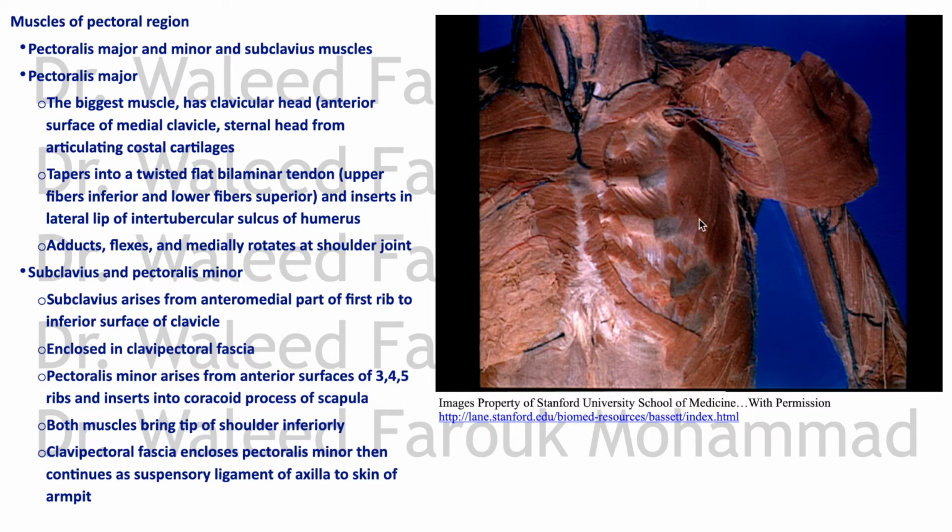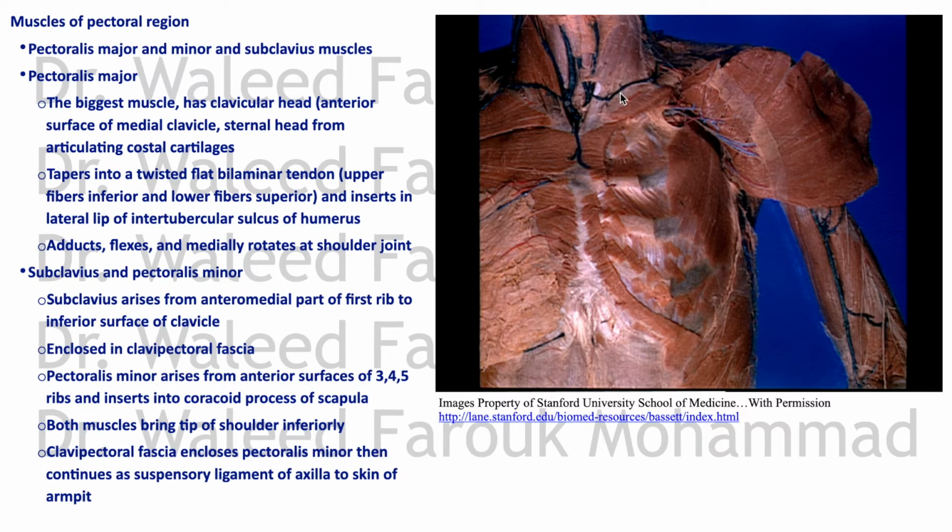And deep to the muscle, you will find the pectoralis minor. This is the pectoralis minor. Observe that it arises from bone, not from cartilage like the pectoralis major. It arises from the anterior surface of ribs 3, 4, and 5, and tapers upwards, going to the coracoid process of the scapula, together with the subclavius, which is not present here. It comes from the first rib and inserts in the undersurface of the clavicle. Together they pull the shoulder forward and downward. Okay, it's like a protraction. It's deep to the pectoralis major, and the muscle is enclosed in fascia called the clavipectoral fascia.